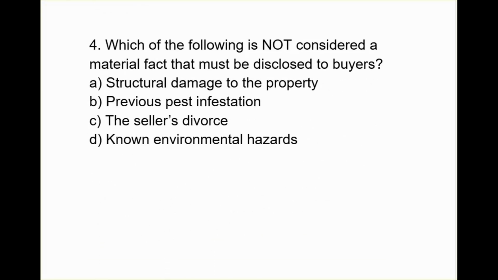Which of the following is not considered a material fact that must be disclosed to buyers? A, structural damage to the property. B, previous pest infestation. C, the seller's divorce. D, known environmental hazards.